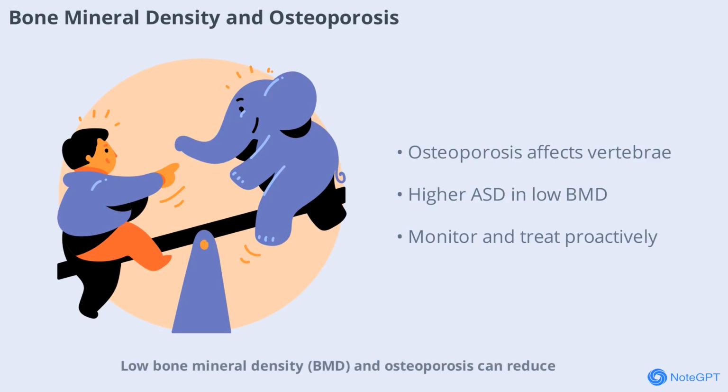Low bone mineral density, BMD, and osteoporosis can reduce vertebral strength and alter stress distribution in the spine. After fusion surgery, BMD in adjacent segments often decreases, which may contribute to ASD. Studies show a higher prevalence of ASD in postmenopausal women and those with osteoporosis. However, some research suggests no direct association, highlighting the need for careful monitoring and timely anti-osteoporosis treatments in at-risk patients.